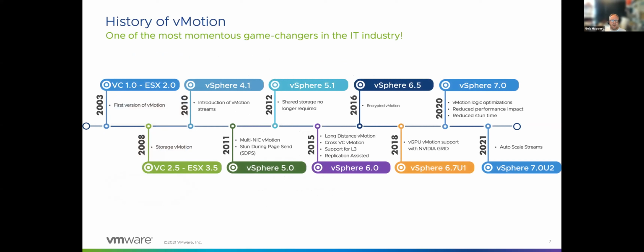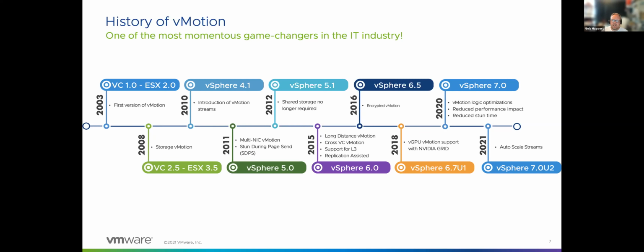All right, about vMotion. We introduced it in 2003 already, so it's been quite a while. But to this day, it is one of the most momentous game changers in the IT industry, right? The ability to live migrate a virtual machine from one host to another host, even across data centers, and nowadays even across public clouds, even with VMware's cloud offerings across various platforms, it still baffles me. And it is a live migration that we are talking about, right? So there should be no impact to the actual workload itself.